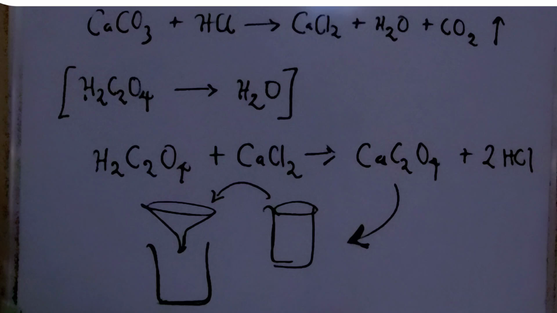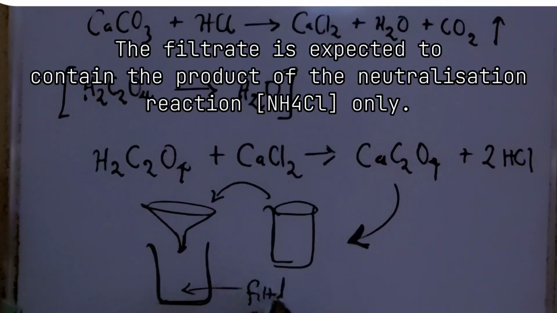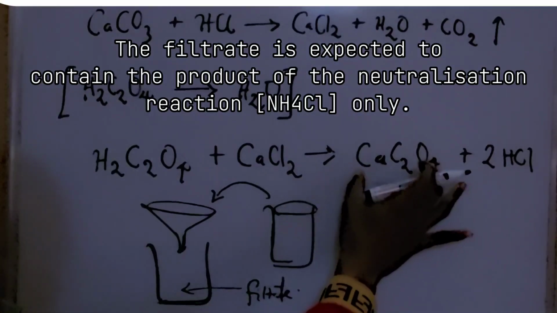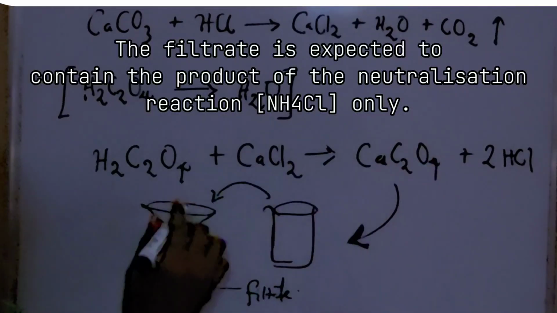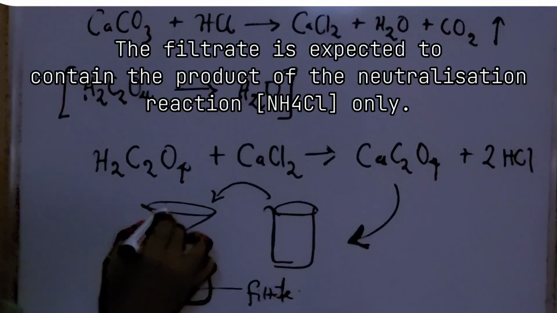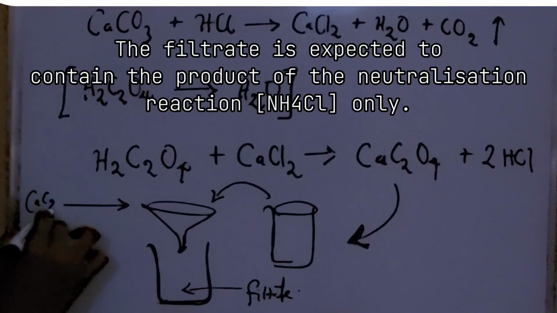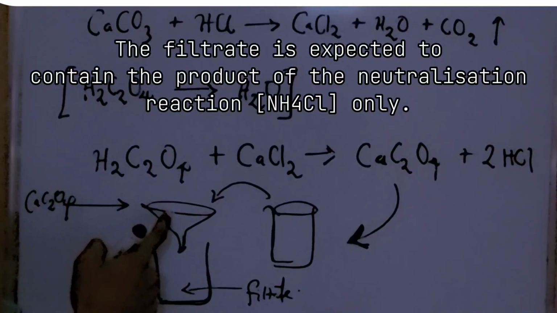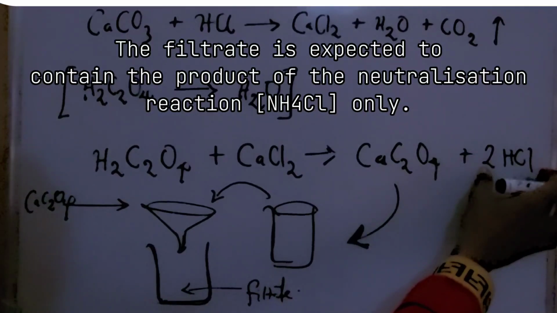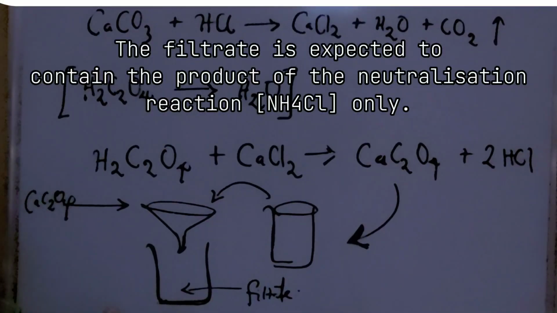So once you've filtered, we're going to have the filtrate here. This is the filtrate, right? Remember, we want this. So the calcium oxalate is going to be on the filter paper. That is the residue. So we're going to have essentially CaC2O4 on the filter paper, while we expected the hydrochloric acid that has reacted with the ammonium hydroxide to be in the filtrate.